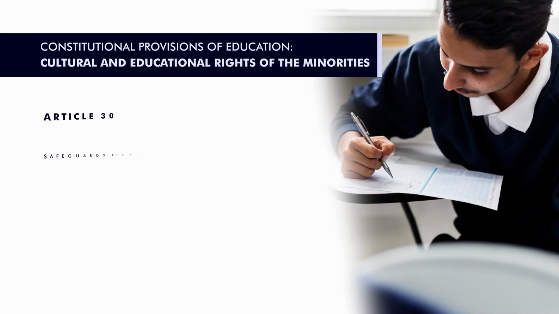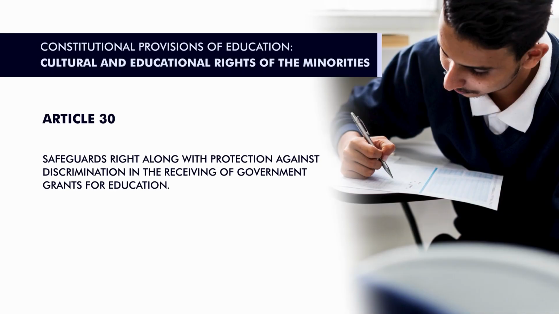And further, Article 30, under the cultural and educational rights of the minority, safeguards the right along with protection against discrimination in the receiving of government grants for education. So, there shouldn't be any discrimination so far as receiving grants is concerned. All the institutions of the state who are running educational institutions have the right to get equal grants.